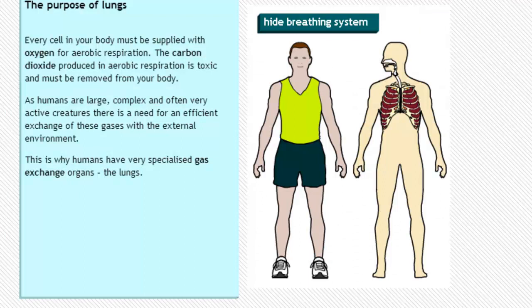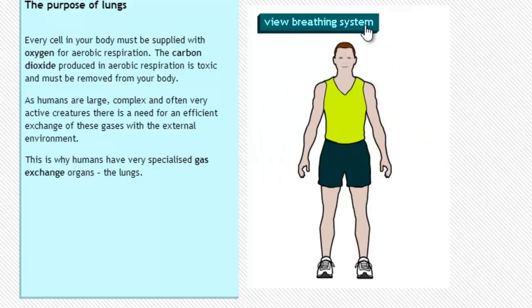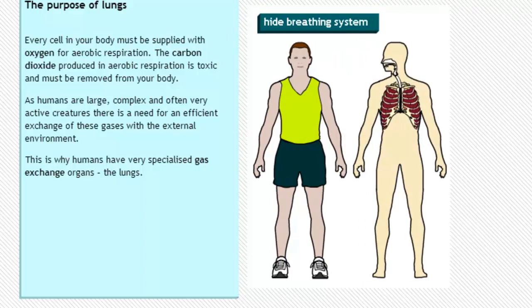The purpose of lungs. Every cell in your body must be supplied with oxygen for aerobic respiration. The carbon dioxide produced in aerobic respiration is toxic and must be removed from your body. As humans are large, complex and often very active creatures, there's a need for an efficient exchange of these gases with the external environment. This is why humans have very specialised gas exchange organs, the lungs.